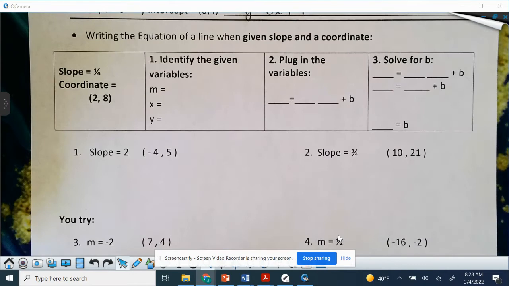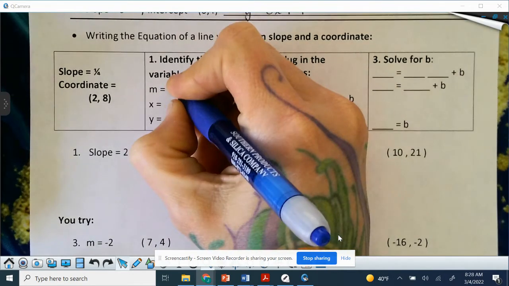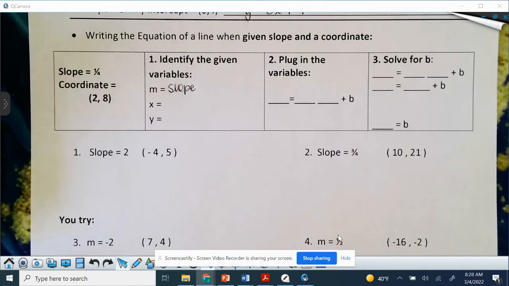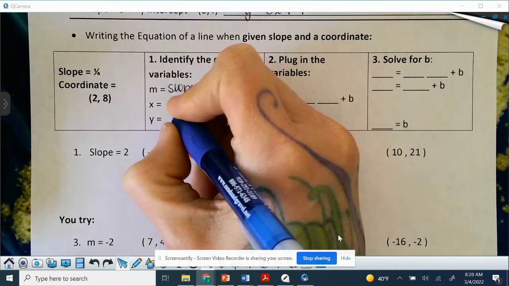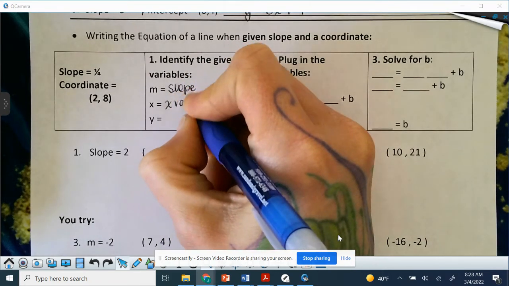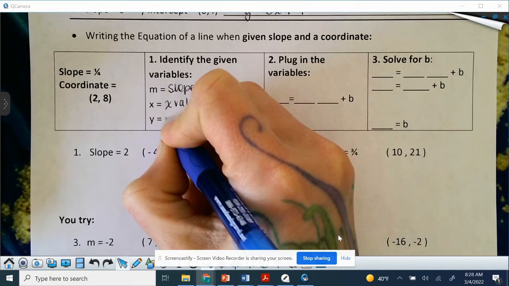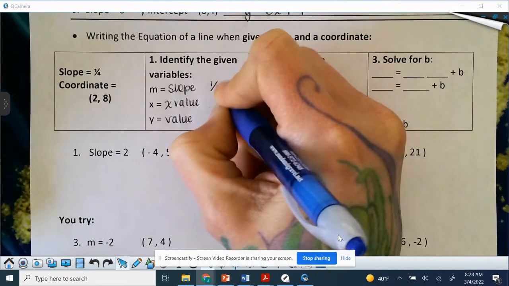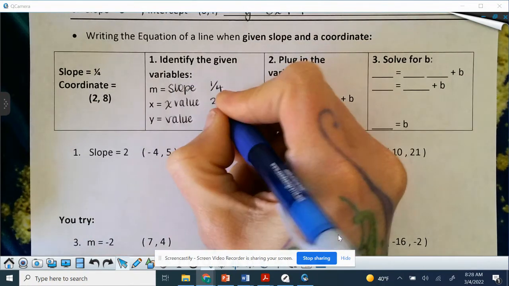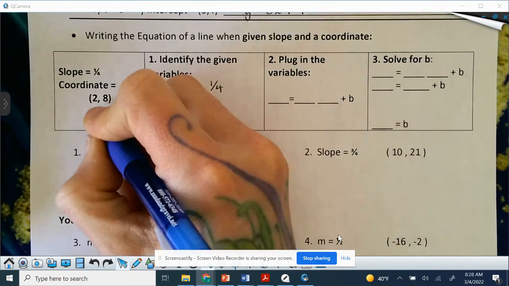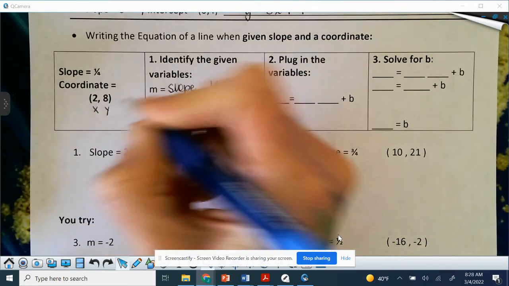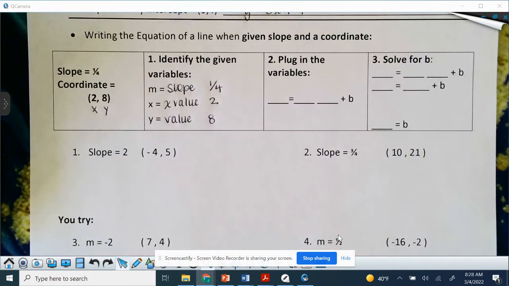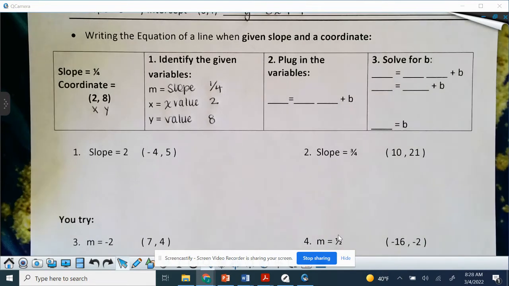So m is going to be your slope. Remember, rate of change, coefficient of x, and rise over run. x is the x value of a coordinate, and y is the y value of the coordinate. So in this case, our slope is 1/4 in our given example. Our x value is 2, and our y value is 8. Remember, it's always x and then y. They come in alphabetical order. And same when plotting a point: you're going to go left or right because of that x first, and then you're going to go up or down for your y coordinate. So we plug these in.